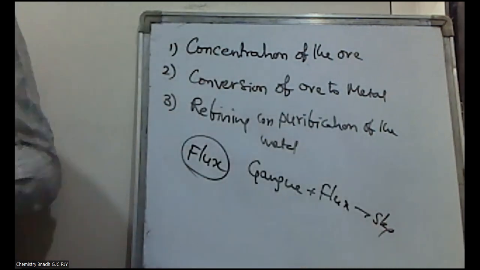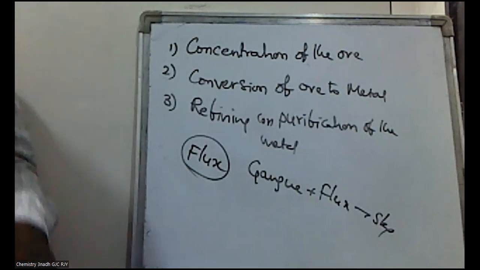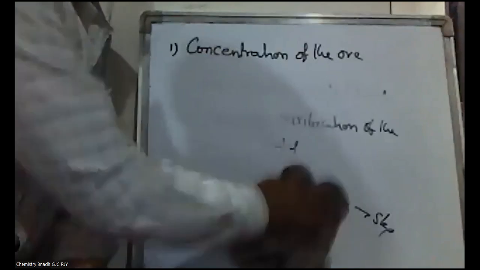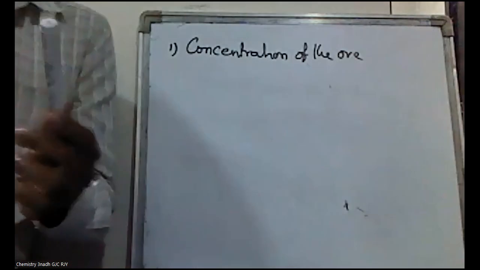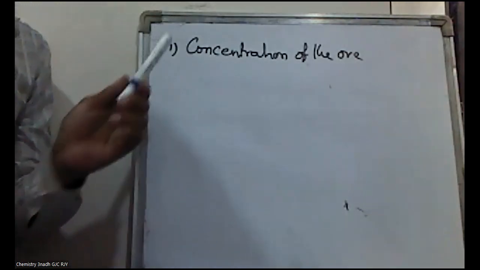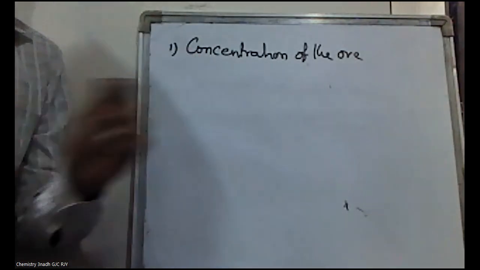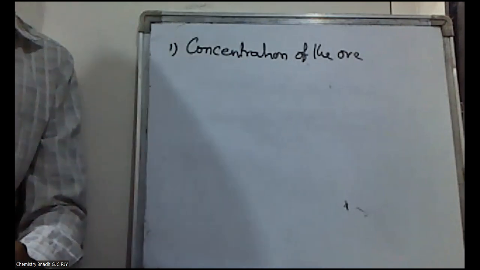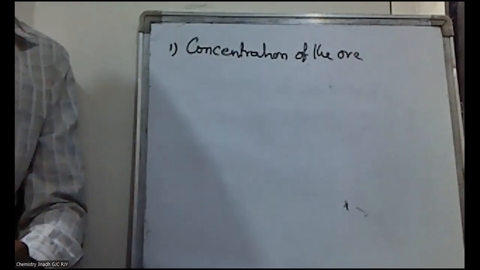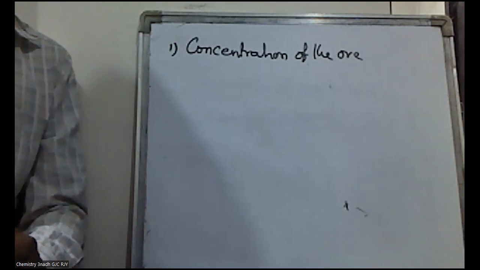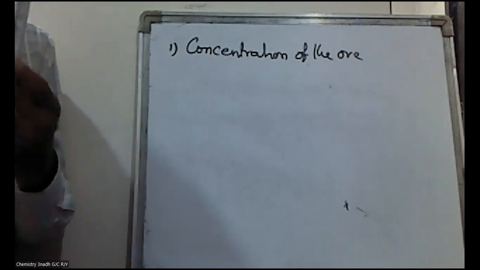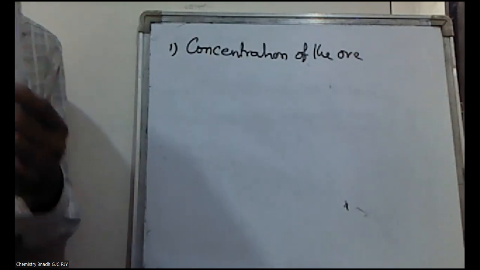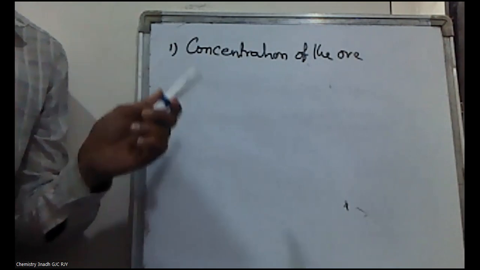So in this video, I am going to discuss the first step, concentration of the ore. What do you mean by concentration of the ore? Simply the removal of the gangue particles from the ore, we call the concentration of the ore. Various techniques are there for the concentration of the ore.